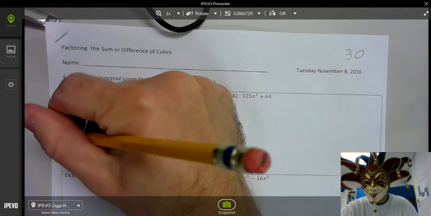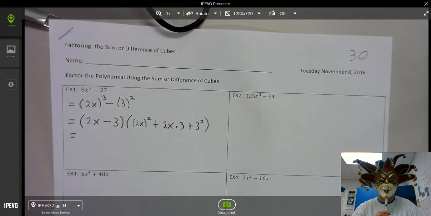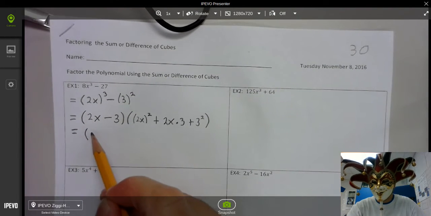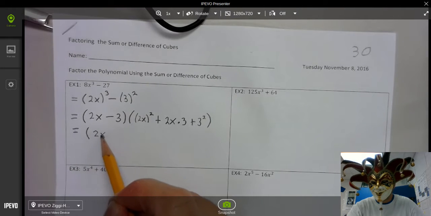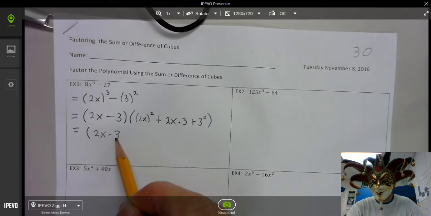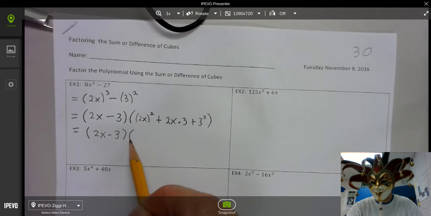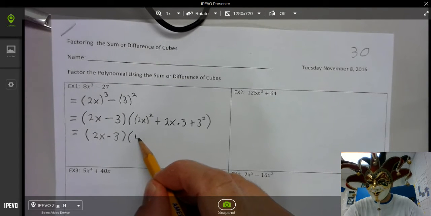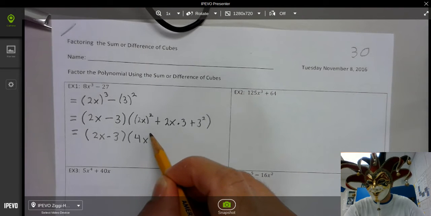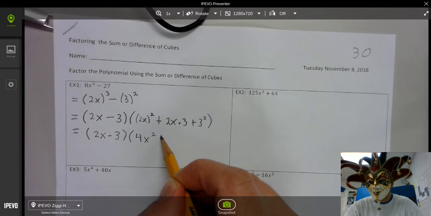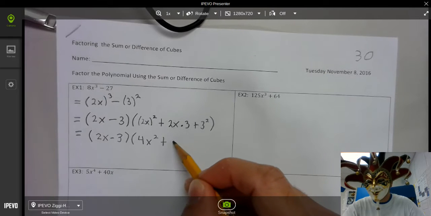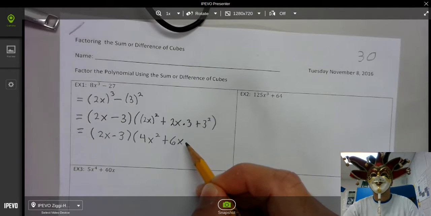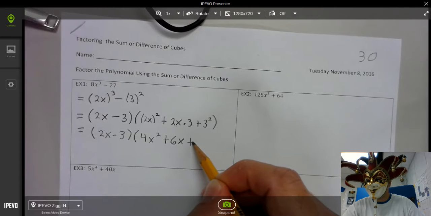So now all we have to do is simplify. So we have 2x minus 3. 2x squared is 4x squared plus 2x times 3 is 6x plus 9.